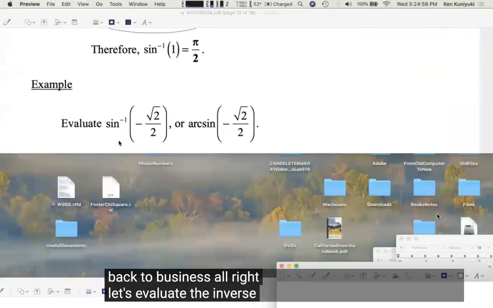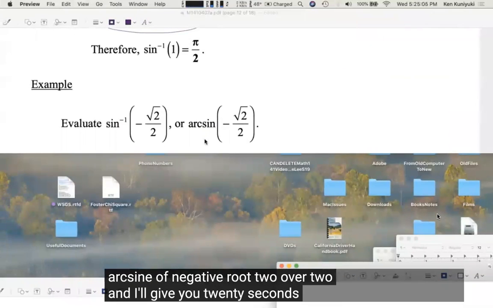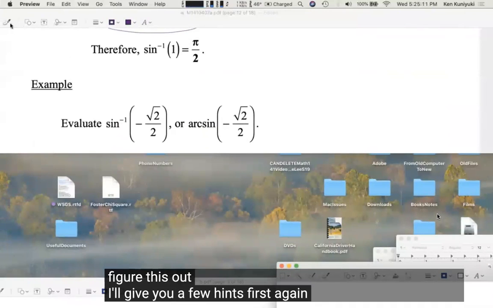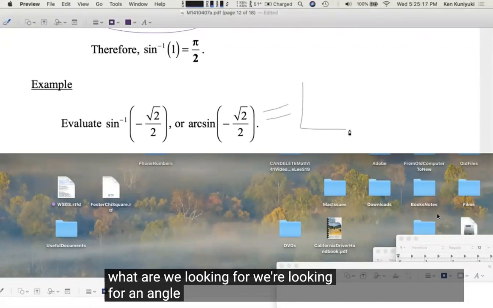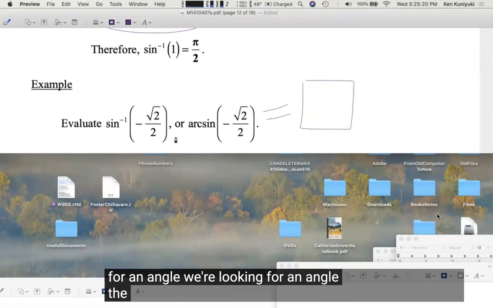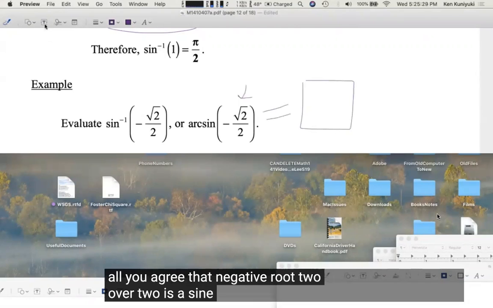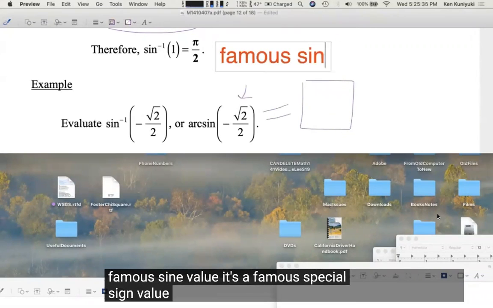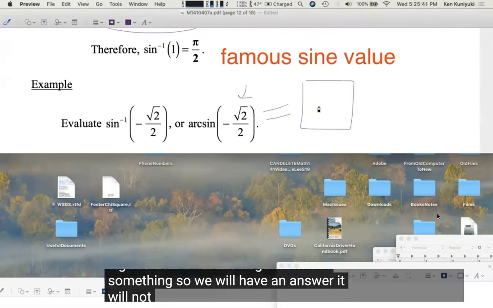Let's evaluate the inverse sine, or the arc sine, of negative root 2 over 2. I'll give you 20 seconds to figure this out, with a few hints first. Again, what are we looking for? We're looking for an angle. The inverse sine of negative root 2 over 2 is what angle? First of all, you agree that negative root 2 over 2 is a sine value. In fact, it's a famous special sine value. It's not like -10 or something, so we will have an answer. It will not be undefined.